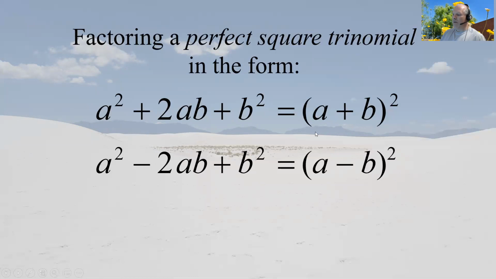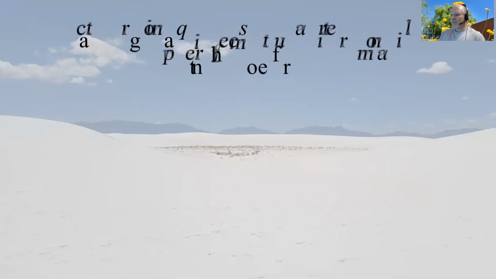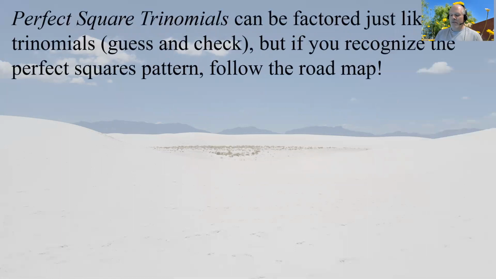In which case, when you factor it, all you need to do is put the square root of the first term here, the square root of a squared, and the square root of the last term, b squared, here, and then make it a binomial squared. The same exact thing applies for this version, except that you have a minus sign and a plus sign in the original trinomial. Now you can factor a perfect square trinomial just like you factor any other trinomial. But if you recognize that it's a perfect square, it's a little faster, so you don't have to engage the guess and check method.